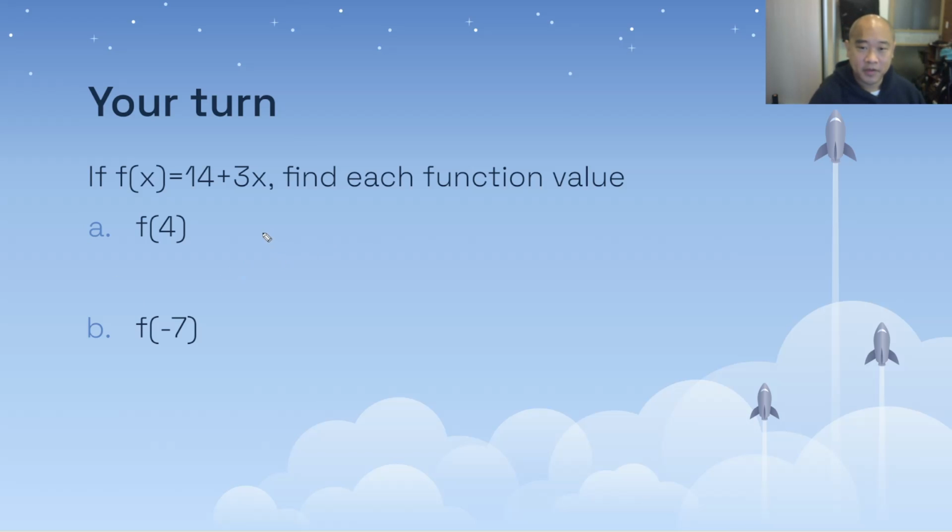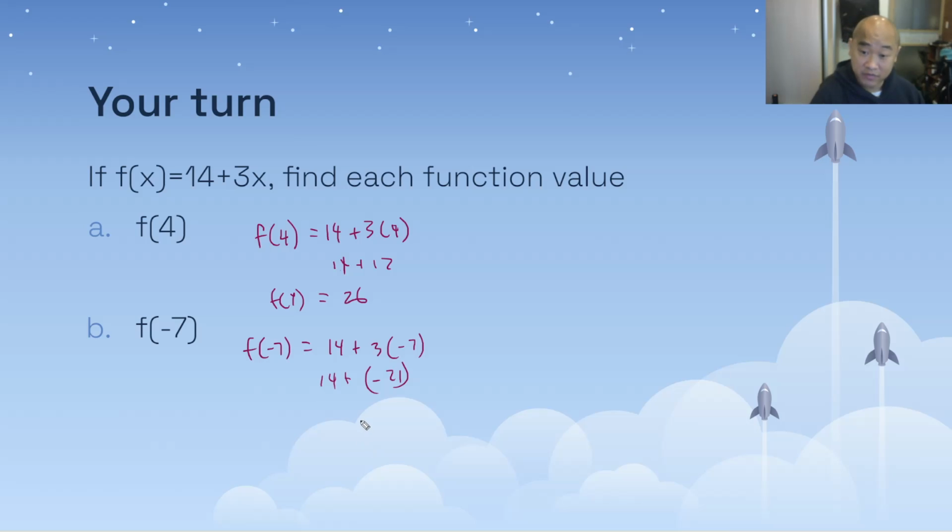Welcome back. Okay, so f of 4 equals 14 plus 3 times 4. So that's 12 plus 14, which is 26. So f of 4 equals 26. And then here we have f of negative 7 equals 14 plus 3 times negative 7, which is negative 21. So that's negative 21 plus 14, which is negative 7, because of the absolute values of these two numbers, the 21 is bigger, so we keep this sign. So f of negative 7 is negative 7.